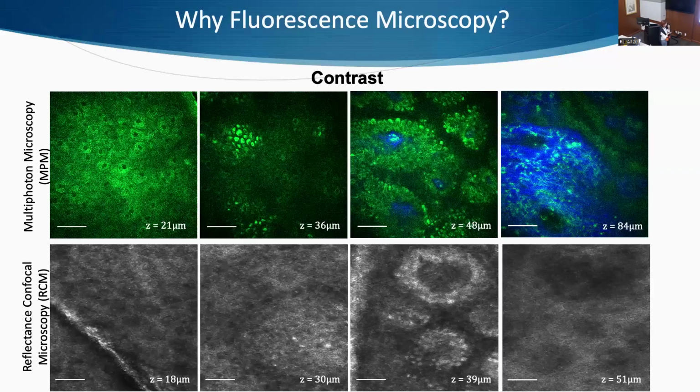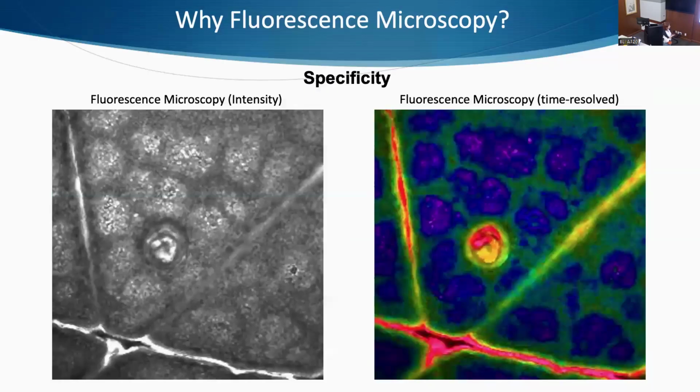So we like the fluorescence microscopy because it gets us contrast. It can also get us specificity. I don't have a color bar here to show, but this image represents the color coded fluorescence lifetime of the pigmented skin.